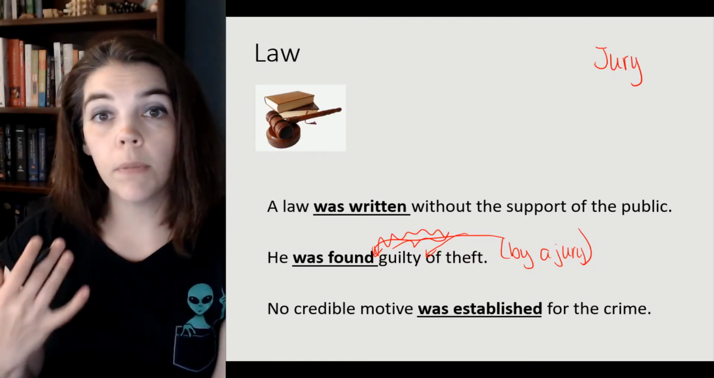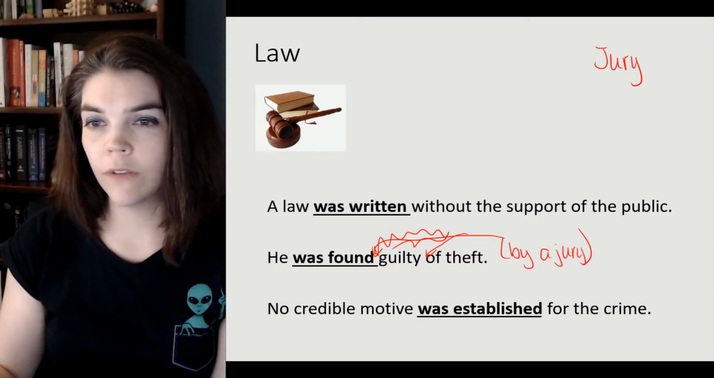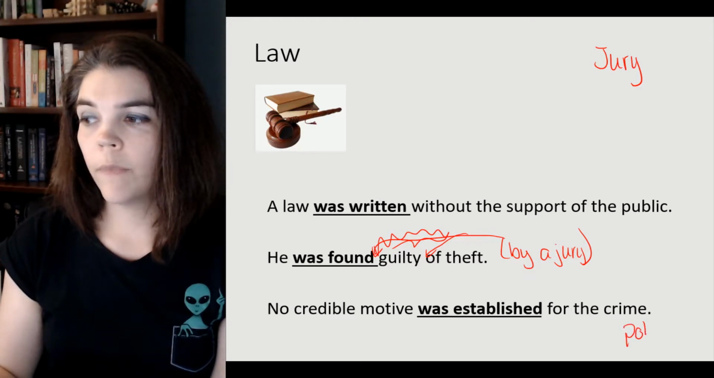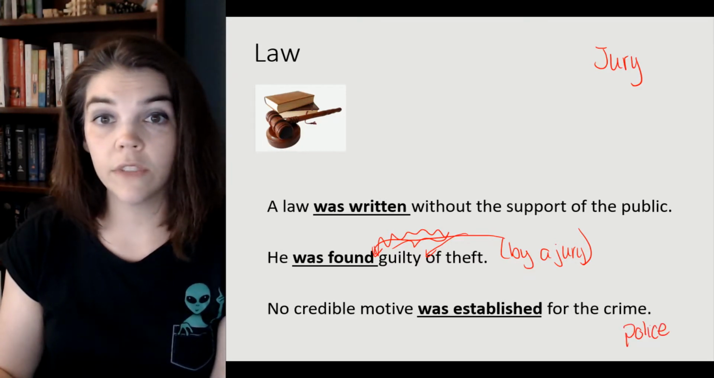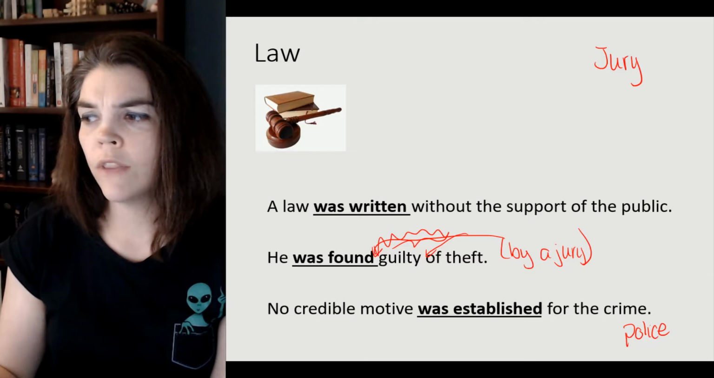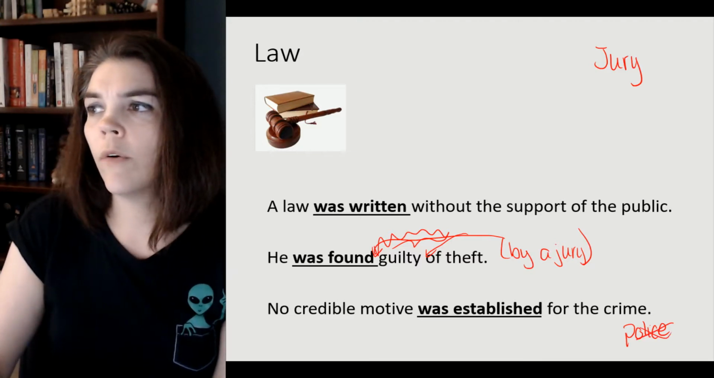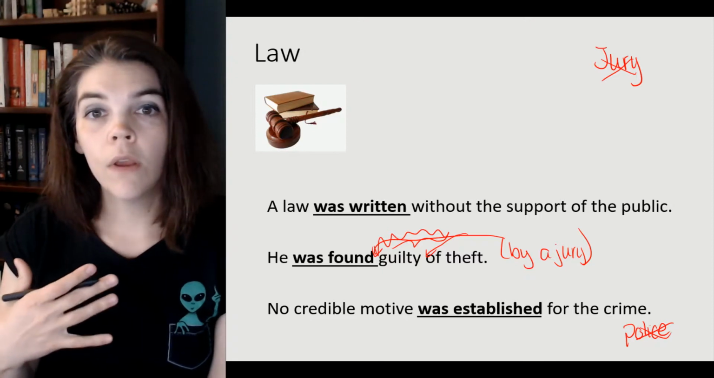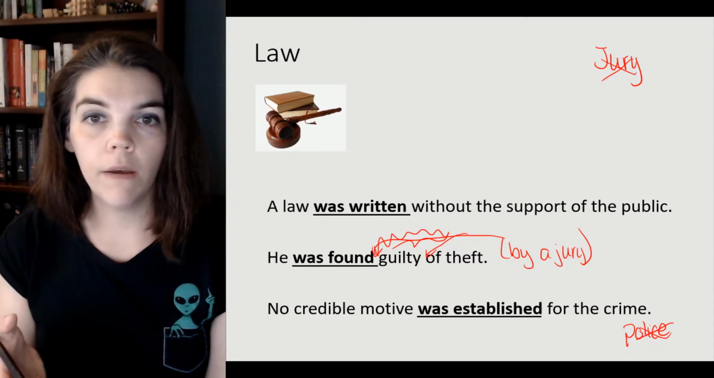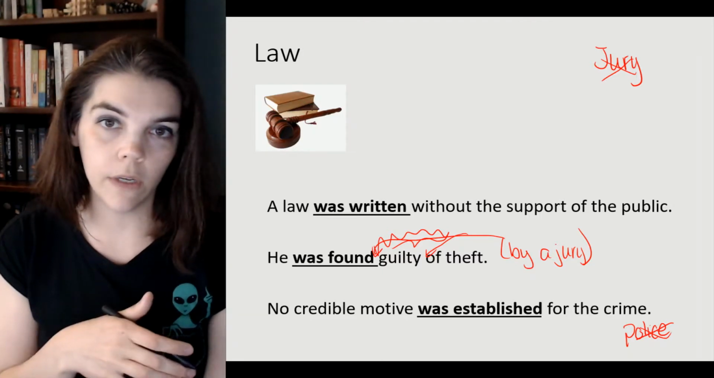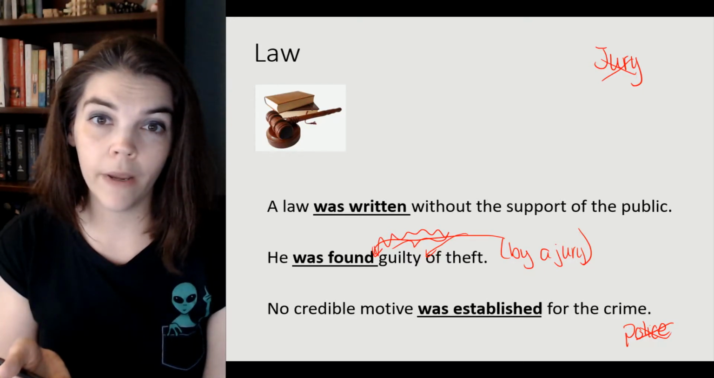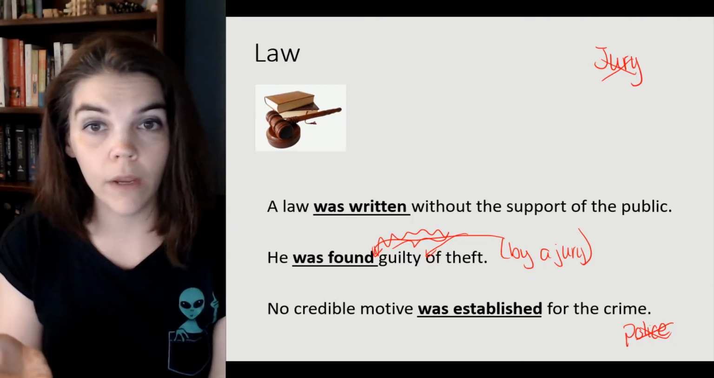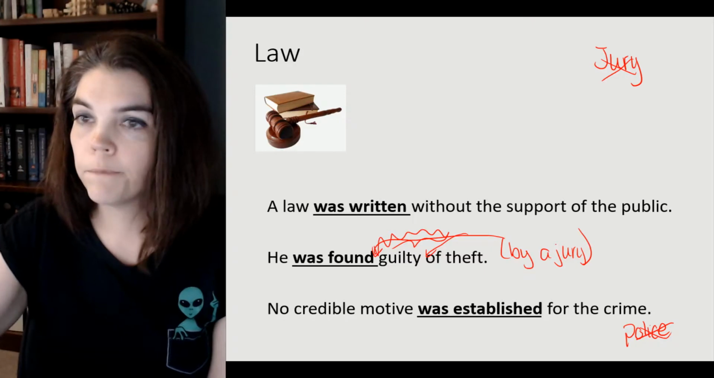But what's implied there, I mean, who establishes a motive? It's usually the police who are investigating. But we don't need to mention that because we kind of know. It's like my example of rice in the previous video. Do we need to know who grows the rice? We know it's farmers, right? So we just don't mention that.